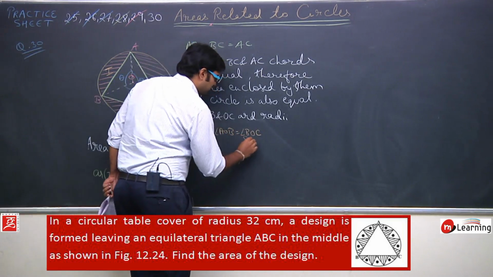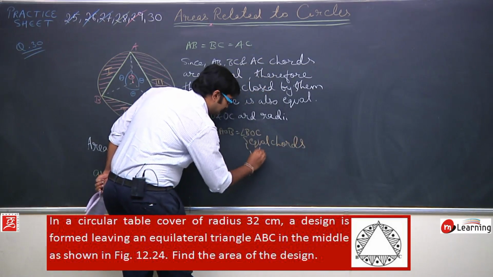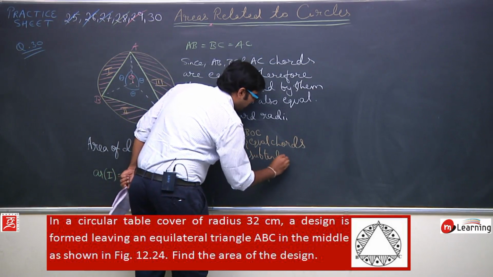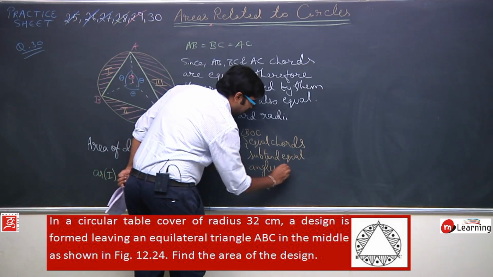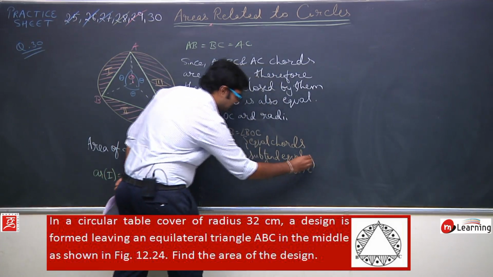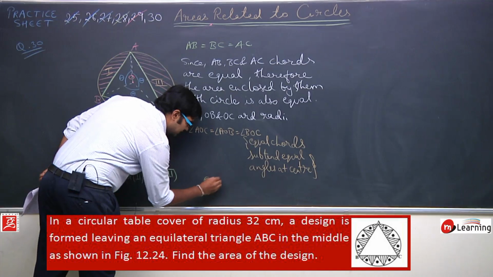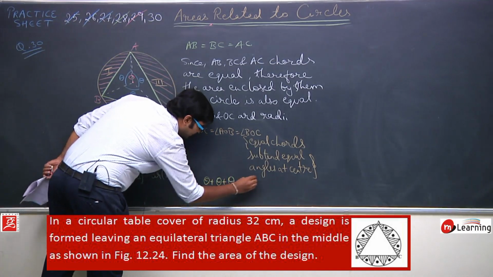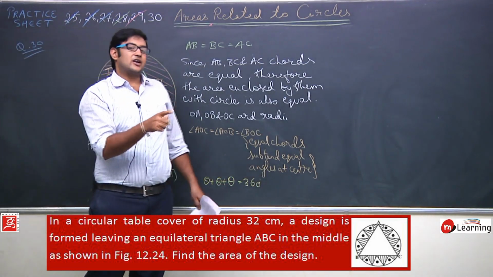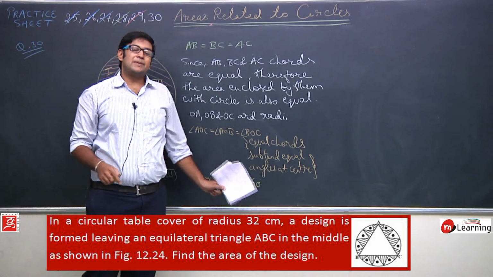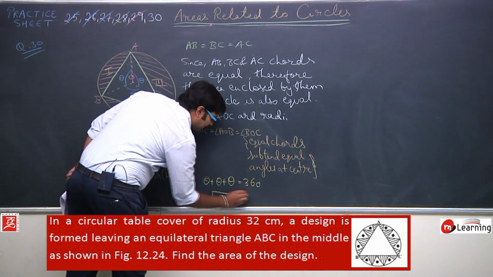Why? Because equal chords subtend equal angles at the center. So it means theta plus theta plus theta equals 360 degrees, because these three thetas make a complete angle. So the value of theta is equal to 120 degrees. This is the value of theta.